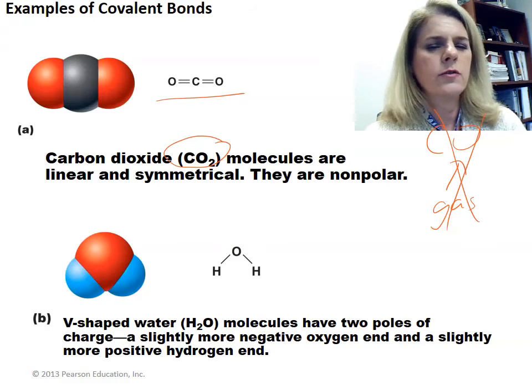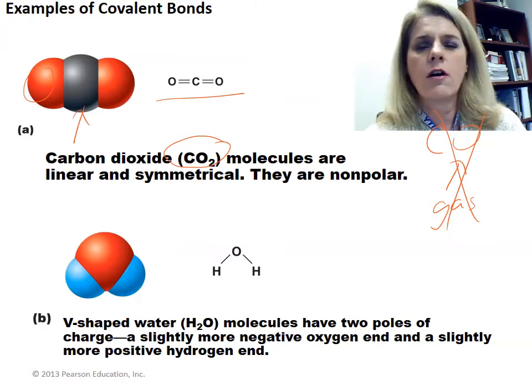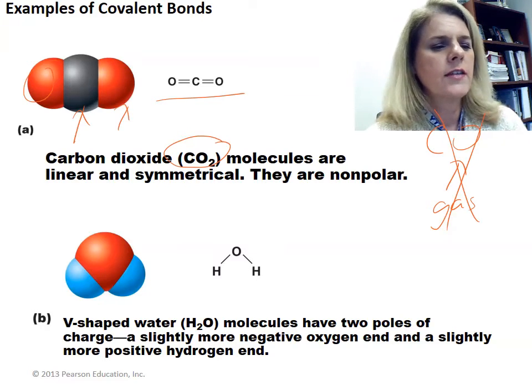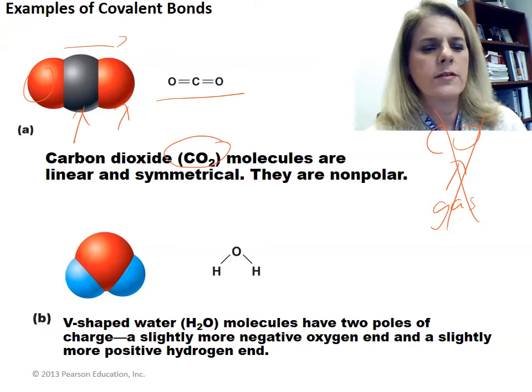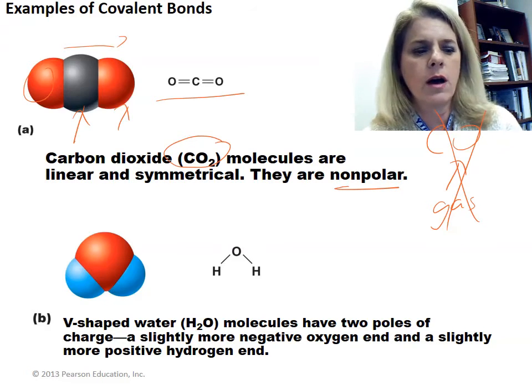If you notice in this particular picture, here's oxygen, here is the carbon, and here's the other oxygen, and they line up, and there's no polarity. So there's no charge on this molecule. It's a neutral molecule, and we call this a non-polar covalent molecule.